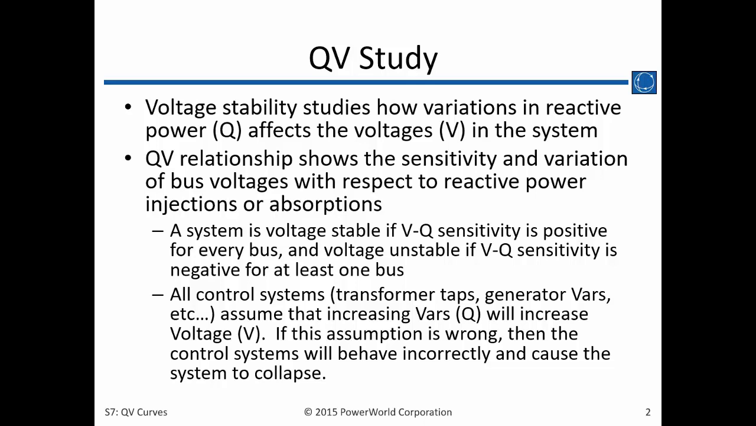A system is considered voltage stable if a VQ sensitivity is positive for every bus, and voltage unstable if a VQ sensitivity is negative for at least one bus. All control systems, transformers, taps, generator VARs, etc., assume that increasing VARs will increase voltage. So therefore, if we have a negative VQ sensitivity, then that means the assumption is wrong, and the control systems will behave incorrectly and cause the system to collapse because they will keep increasing their VAR injection or changing taps and driving the voltage in the wrong direction. So that's why it's important that we have all positive VQ sensitivities.